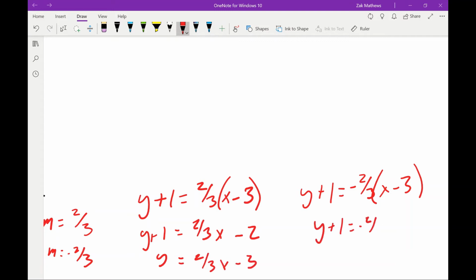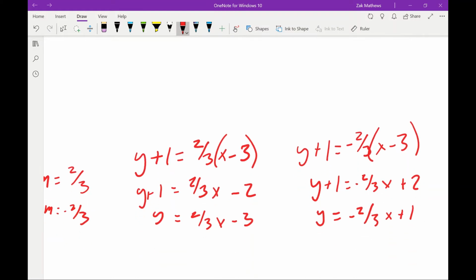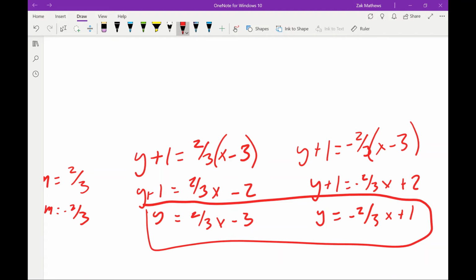I distribute. That's going to turn into a plus. I'm going to subtract my 1 over. So notice not only are the slopes different, but my y-intercept's completely different as well, which is why I really encourage you to write out those two different equations right from the start. Figure out the two different slopes, write out those two different equations.